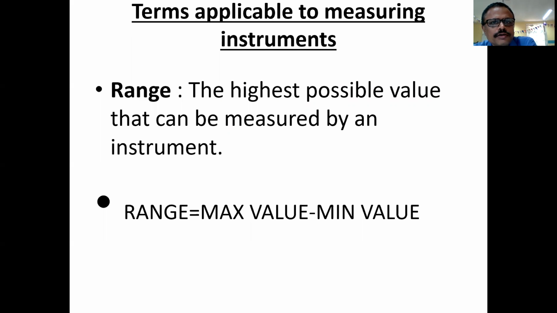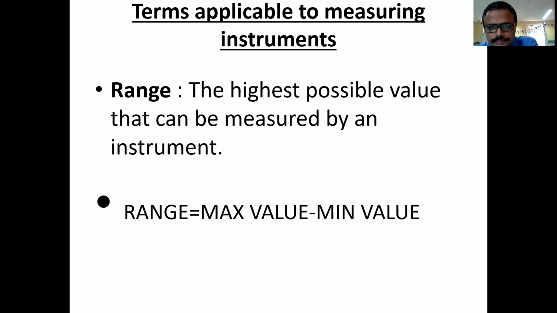What are the terms that you are supposed to know when it comes to the mechanical measuring instruments? You have come across the word range. In day-to-day life also, you come across the word range. Range is nothing but the highest possible value which can be measured by an instrument. So it is mathematically defined as maximum value minus minimum value.